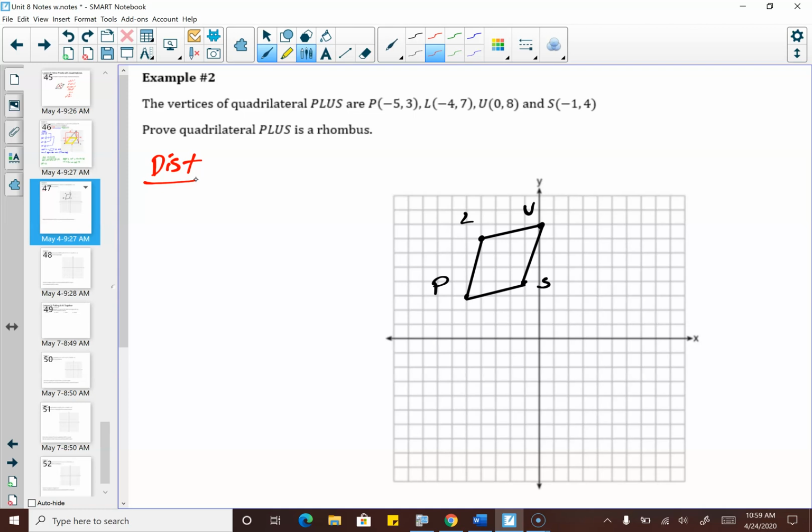So it's kind of up to you. If you do all four distances, you only have to write one sentence. If you do what we did in the previous problem, you have to write two sentences. So I'm going to choose to do all the distance formulas here. So PL, LU, US, and PS. All right. So everybody pause the video for a second and take a minute to do the distance formula for all these problems.